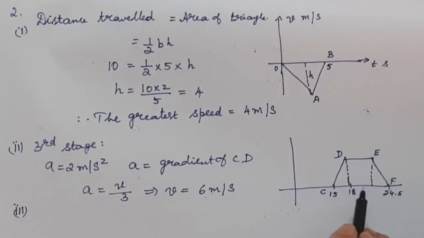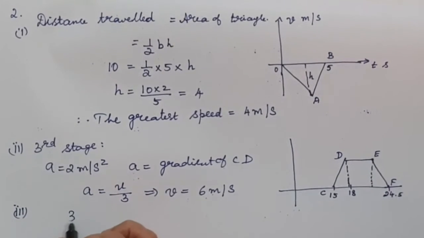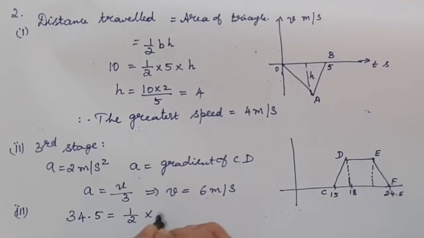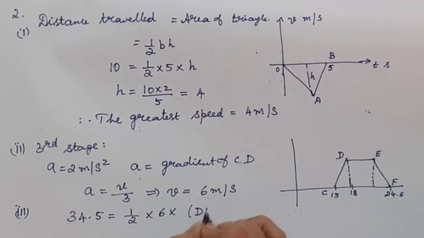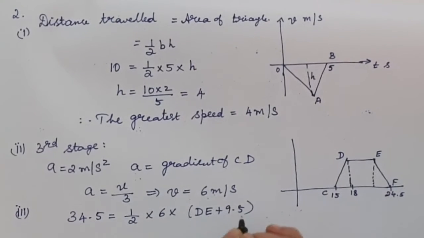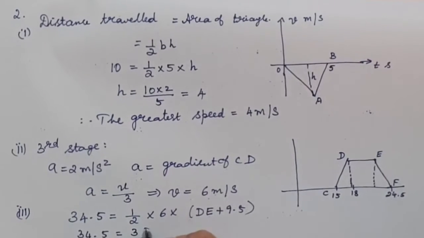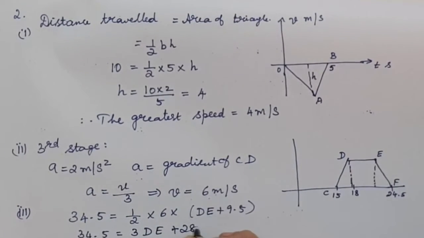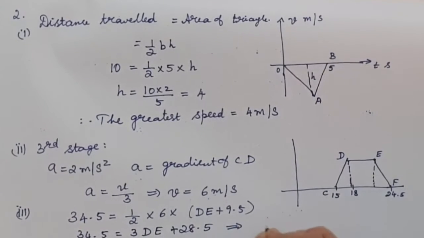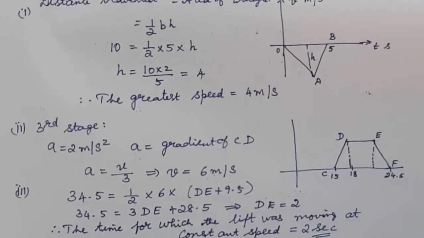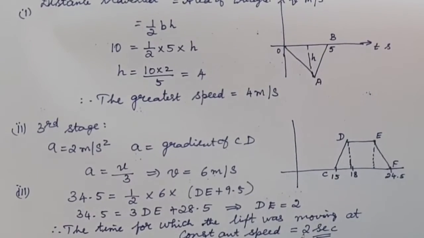Now the distance traveled will be equal to the area of the trapezium CDEF, that is 34.5 is the distance traveled, which is equal to half into 6 into DE plus 9.5. So now 34.5 will be equal to 3 DE plus 28.5. When we simplify this, we get our answer for DE as 2. Therefore, the time for which the lift was moving at constant speed is equal to 2 seconds.